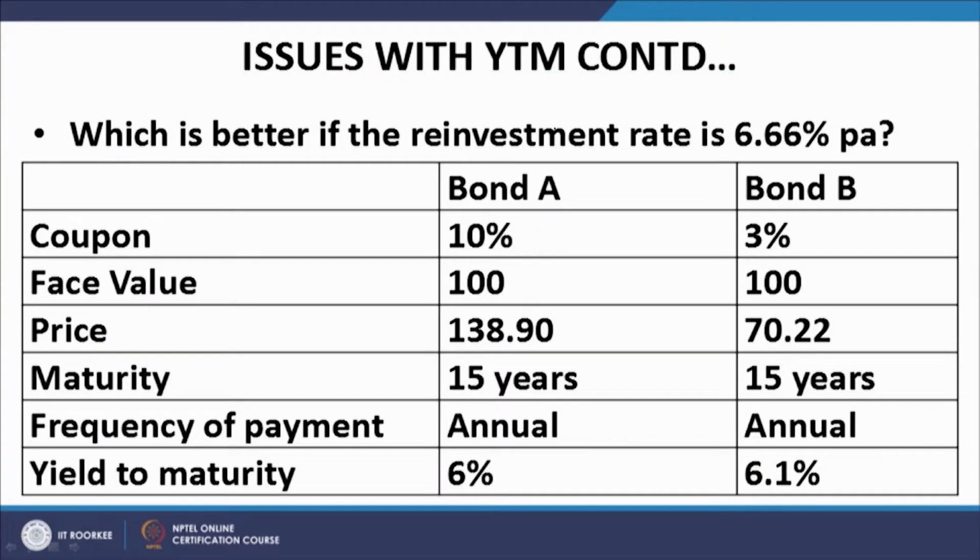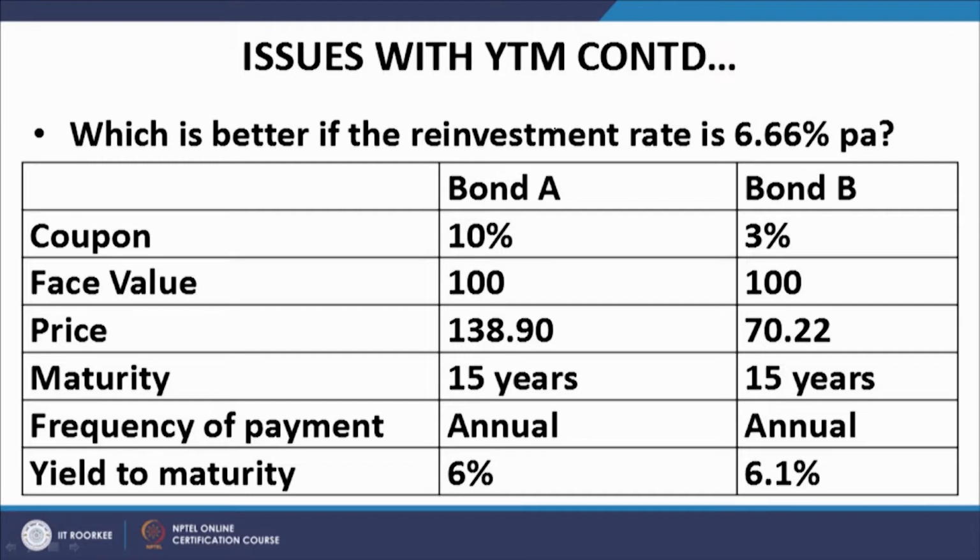We have two bonds A and B. The coupon rate of A is 10%, the coupon rate of B is 3%, face value of both of them is 100, and the price is 138.90 and 70.22 respectively at t equal to 0, that is today, and the maturity of both the bonds is 15 years, and you are going to hold the bonds up to their maturity.